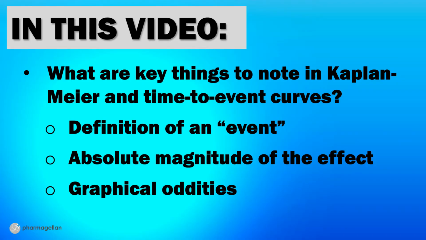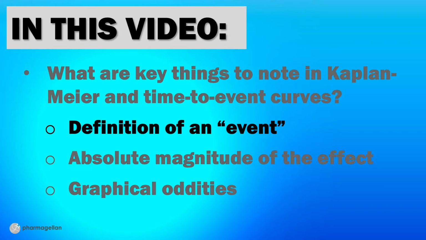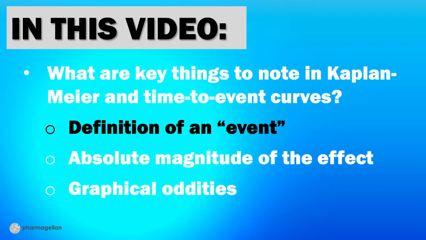So, in this video, I'm going to cover three red flags you should watch out for when you read a report from a time-to-event study. Those have to do with the definition of an event, the magnitude of the effect, and the graphs. Let's start with how an event is defined.